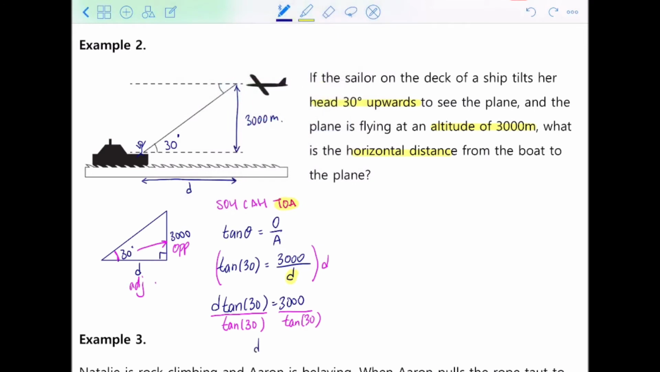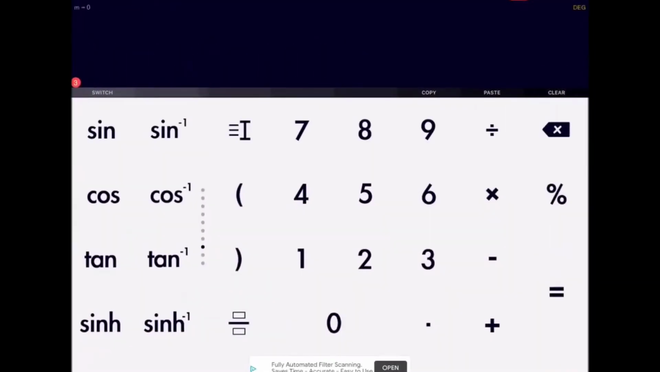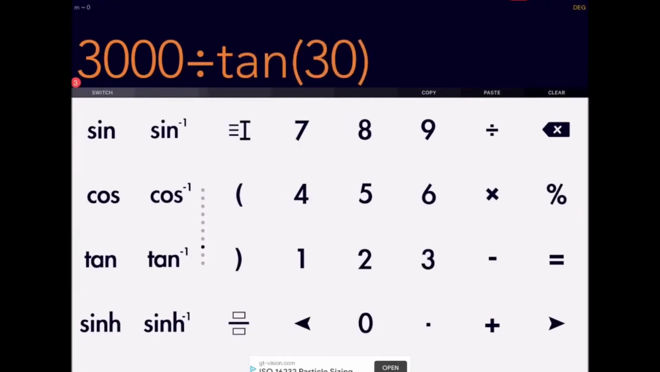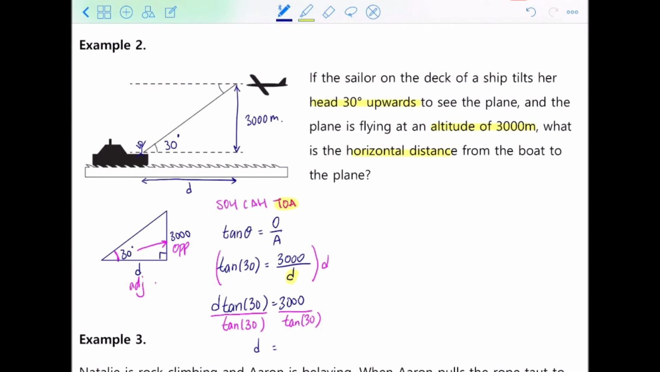All right, so we're left with D equals 3,000 divided by tan of 30. Let's plug it into our calculator. We have 3,000 divided by tan of 30 equals some big number here, and I'm just going to write down up to 4 decimal places first. So D equals this number. Okay, and then I'm going to round it up to 2 decimal places when I'm stating our solution in words.